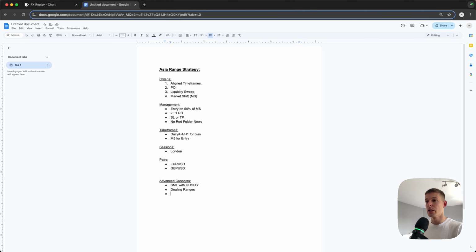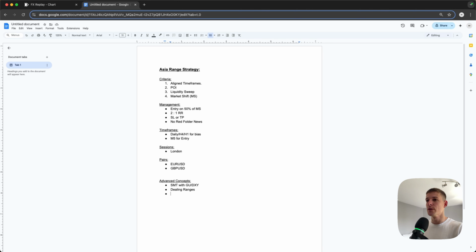Number 3 is going to be a liquidity sweep, so a simple grab of a previous high or low. That's as basic as you need to keep it. And then a market shift to the downside or to the upside. So, breaking the bearish trend or breaking the bullish trend with some form of momentum.